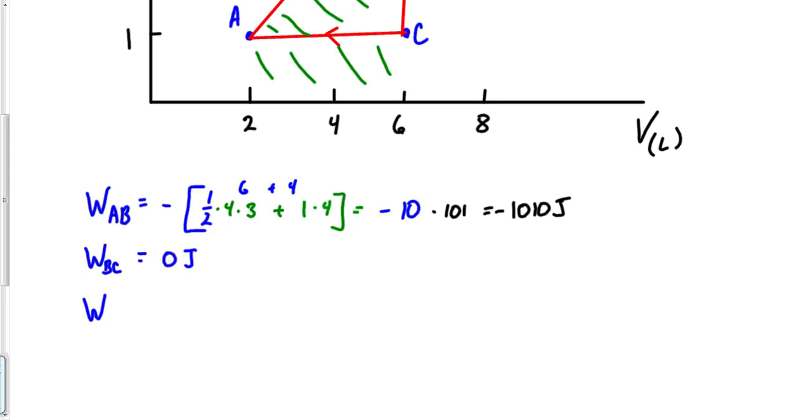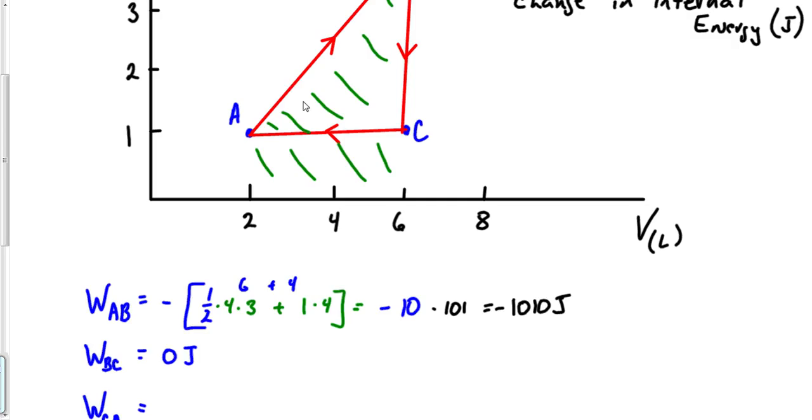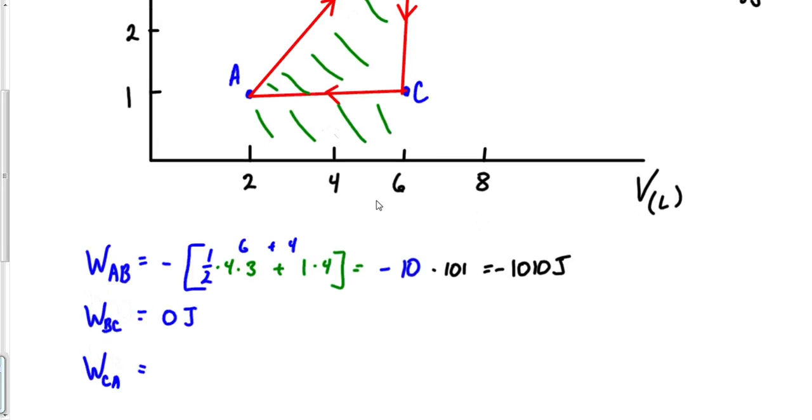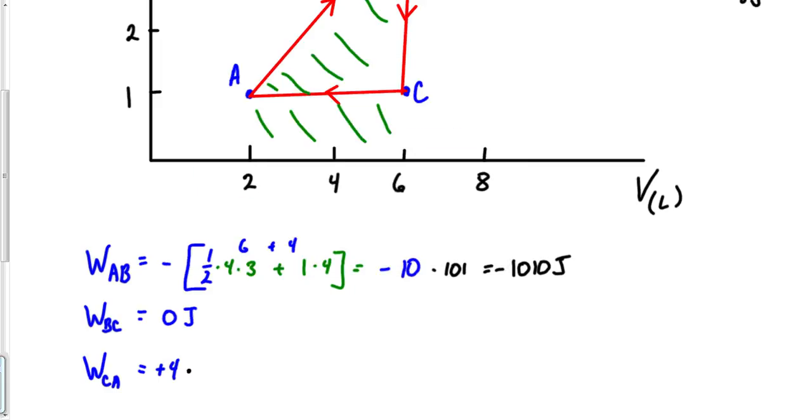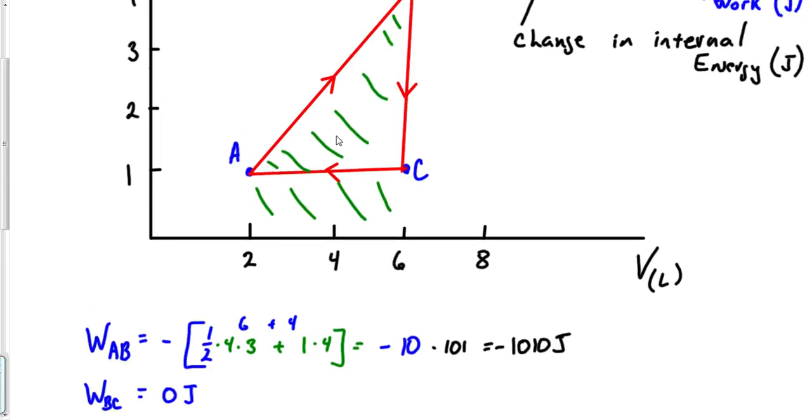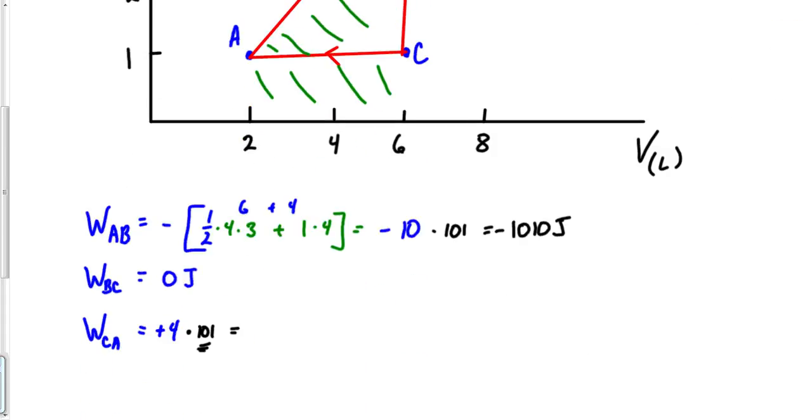And now work C to A. And work C to A is nothing but the area under the line C to A. Well, in this case, that would be 1 times 4. So that would be, and notice this, I'm going to write positive 4. And now I'm going to times that by 101. And again, this 101 is just me correcting the units. Technically, it should be 101.325. But I'm just going to leave it at 101, which gives me an answer of positive 404.